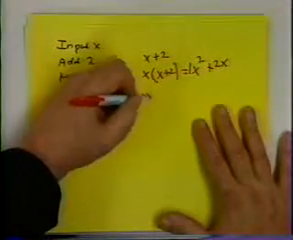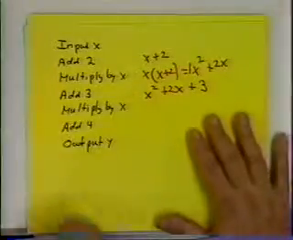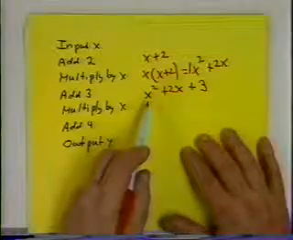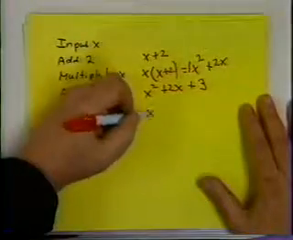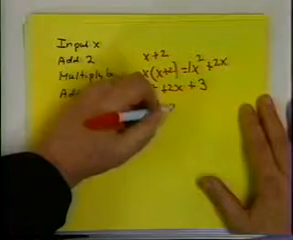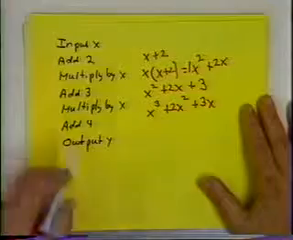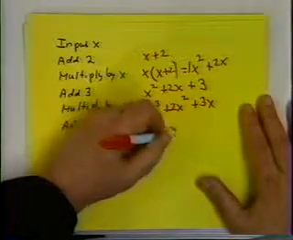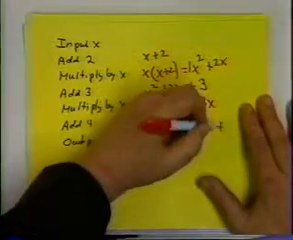See, the next step says add 3. So I've got x squared plus 2x, and now I add 3. Next step says multiply by x. So by the distributive property, the x has to multiply every term over here. That's going to give me x cubed. Then 1 more x gives me 2x squared. And 3 times x gives me 3x. And the next step says add 4. So that's x cubed plus 2x squared plus 3x plus 4.